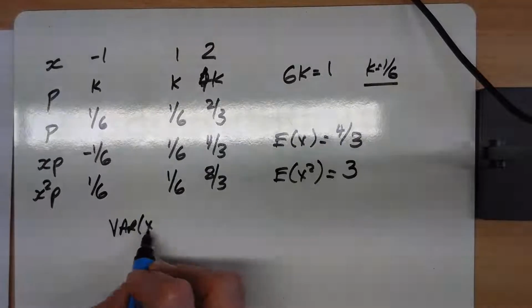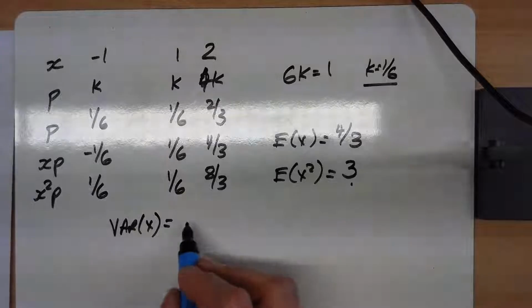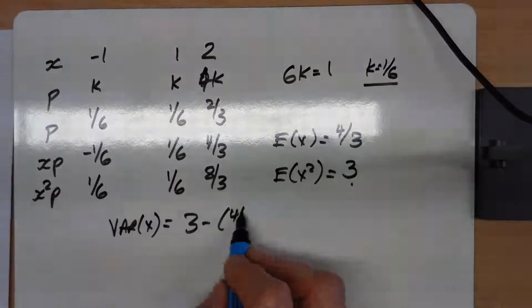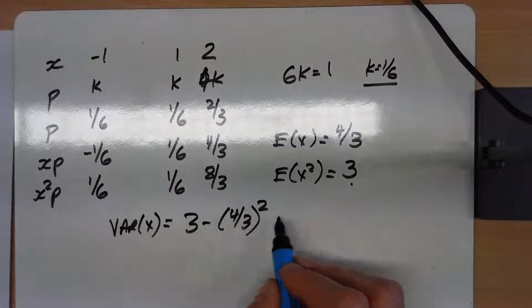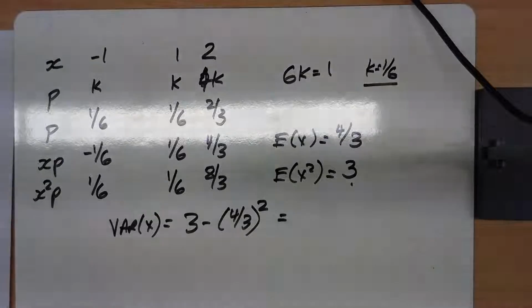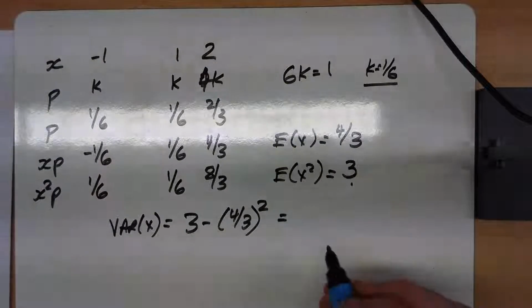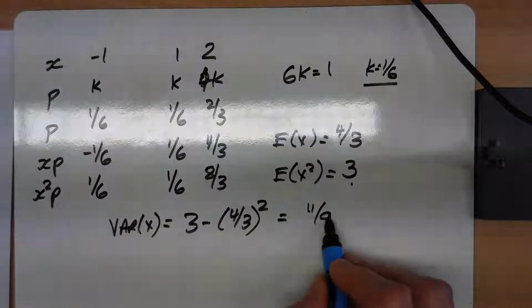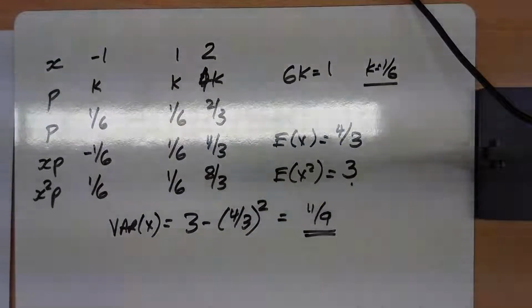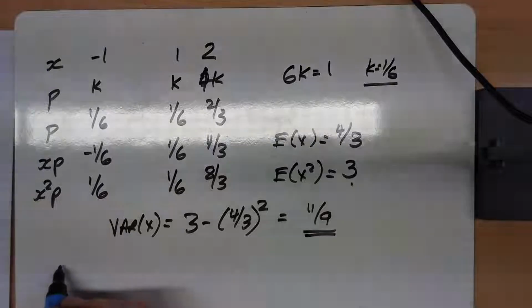The formula for the variance is this one here. Take away the expected value of x, all squared, and so what's that going to work out to be? I think that's 11/9, isn't it? 11/9 that works out to be. So that's standard stuff, but now we've got a couple of other bits to do.